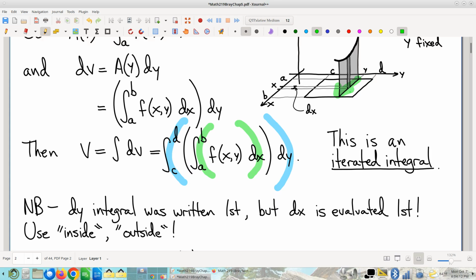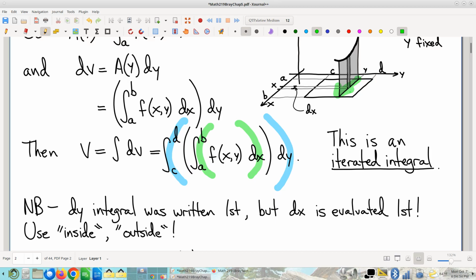What some people like to do is talk about the first one and the second one, and I think that's a problem. Here's why. We wrote down the dy integral first. Then we wrote down the dx integral, so it's going to be tempting to call the dy the first integral and the dx the second integral. That's how we wrote them down.